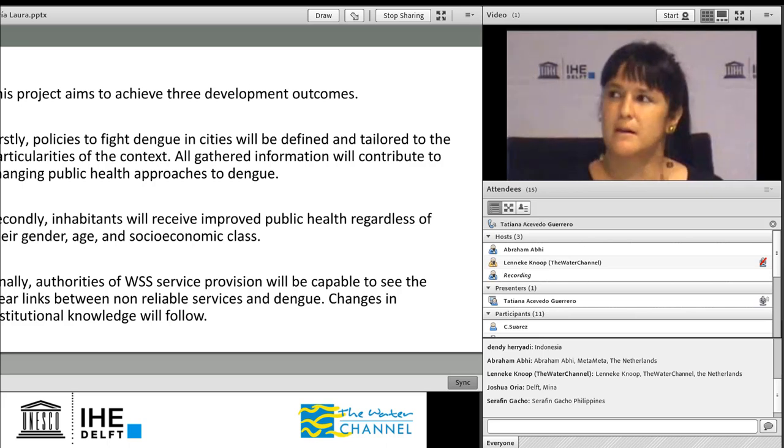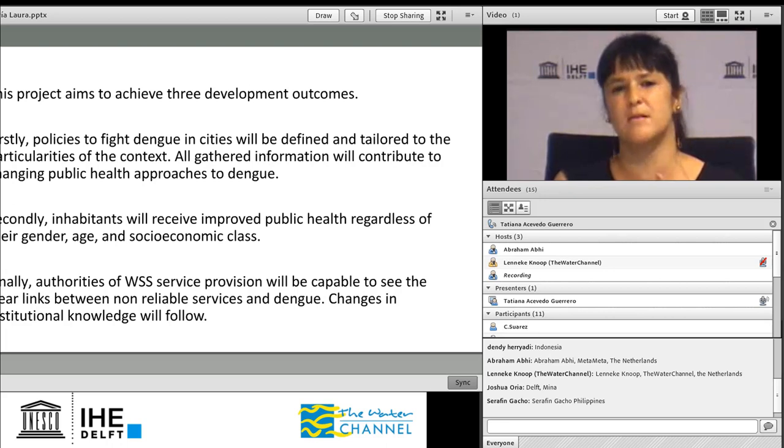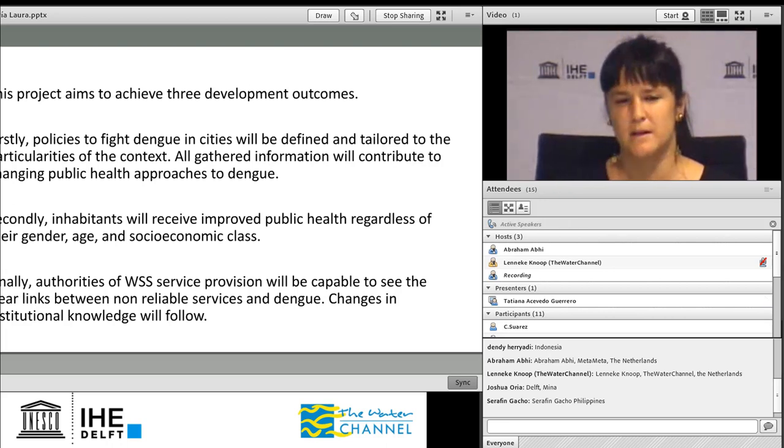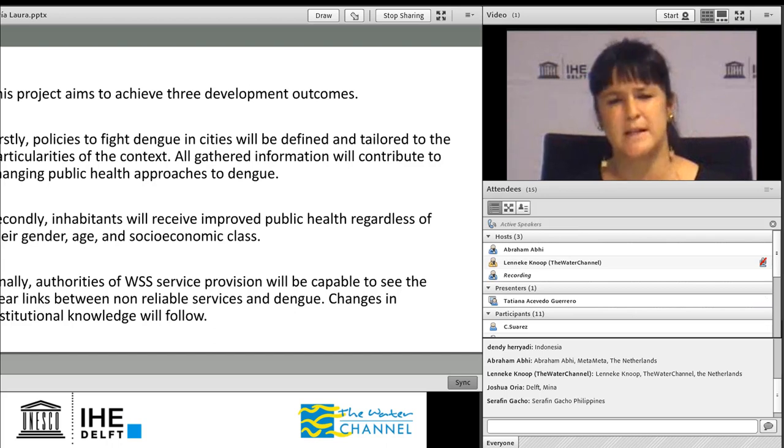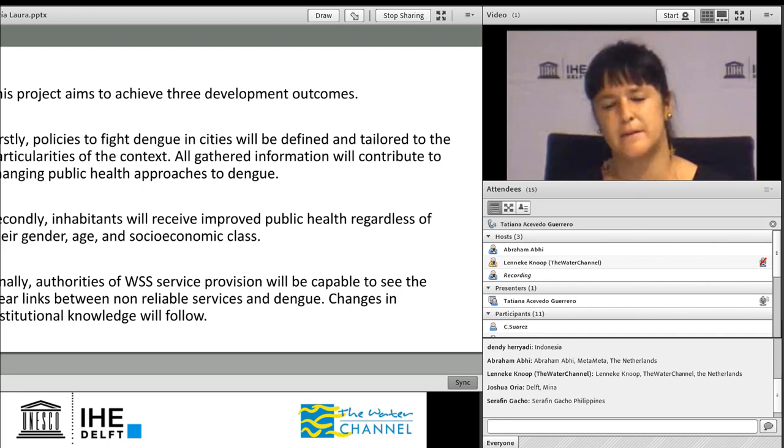So a basic measure that is taken in many cities is, for example, giving out nets so that people will sleep with these nets throughout the night. The particularity of dengue is that it bites in the morning, so perhaps the net won't be such a good measure. Secondly, inhabitants will receive improved public health regardless of their gender, age, and socioeconomic class. So it's also this idea to work in the communities to learn what is going on there before intervening.